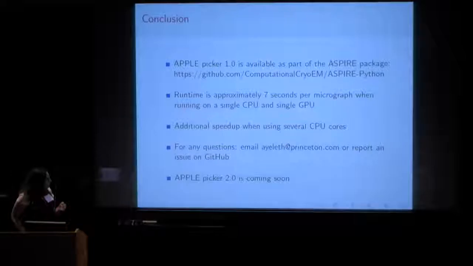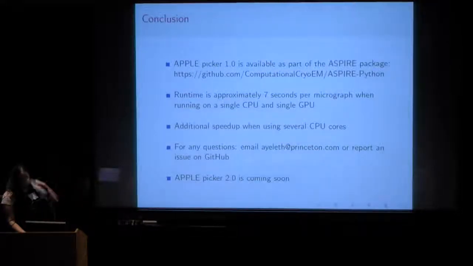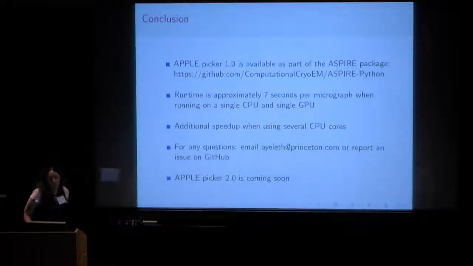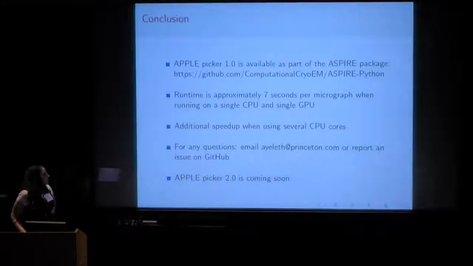So if anybody wants to use it and has questions about it, we have it in GitHub, so you can open an issue there, or you can just email me, and we're going to have the Apple Picker 2.0 coming soon, and also the actual alignment work. That's work that I'm doing also with Amit and Nir, and that's included in the Apple 2.0, but it's also going to be available as a standalone. So that's all I have.